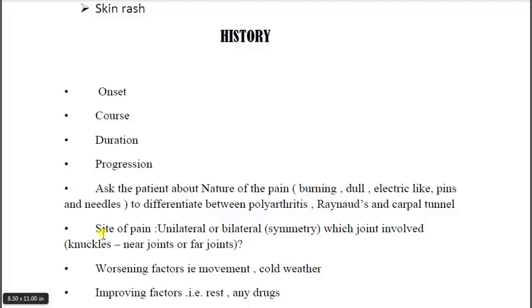You have to ask about the site of the pain. Is it on one hand or both hands, for symmetry? And which joint is involved? Is it the knuckles, the far joints or the near joints? Why? Because we know that in rheumatoid arthritis, for example, it affects the metacarpophalangeal joints, but in SLE or osteoarthritis or psoriatic arthropathy, it is more commonly distal interphalangeal joint involvement.